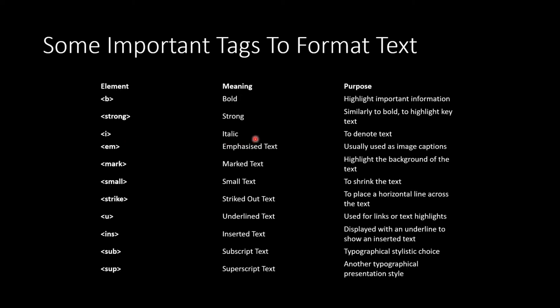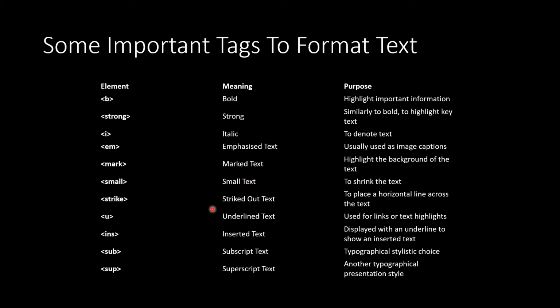and this is I, italic. These tags make some text italic, and this is em, emphasize. This is used to emphasize the text, so it shows the text in italic format. And this is mark. This tag is used to mark the text, so it will mark the background of that text. And this small tag is used to shrink a text.